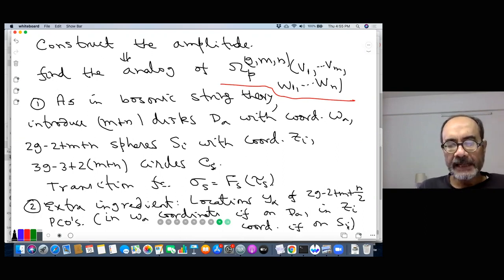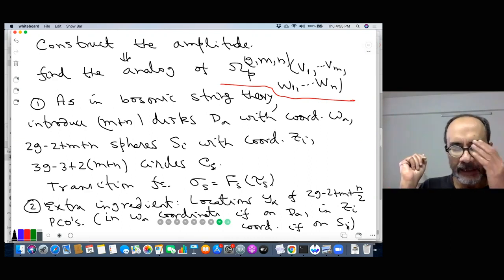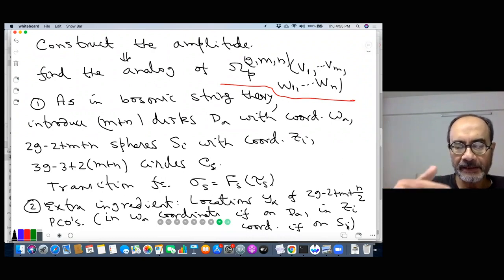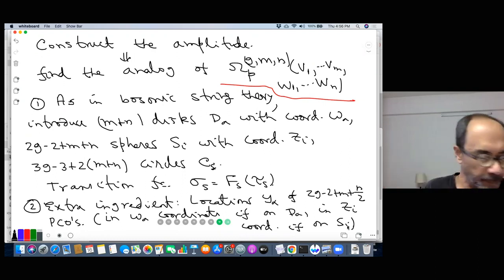Which means that if I talk about y alpha, if the alpha-th puncture is on the disk D_A, then y alpha is the coordinate in the w_A coordinate system. If the alpha-th puncture is on S_I, then y alpha is the coordinate in the z_I coordinate system. Okay. It's natural, but that's what you have to choose. Are there questions so far?